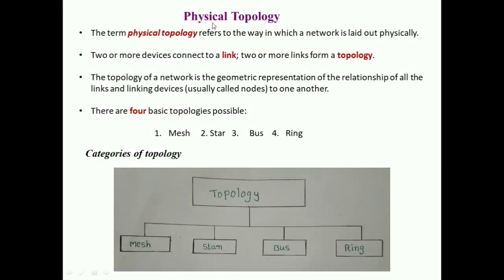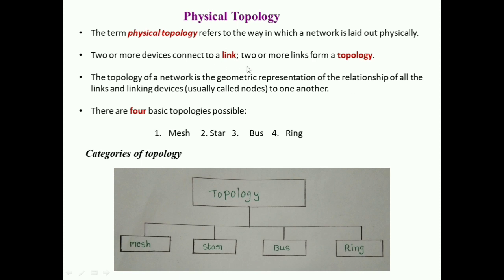Physical topology. The term physical topology refers to the way in which our network is laid out physically. Generally, when two or more devices are connected, they are connected to a link. Two or more links form a topology, which we are going to see shortly. So what does topology tell us?